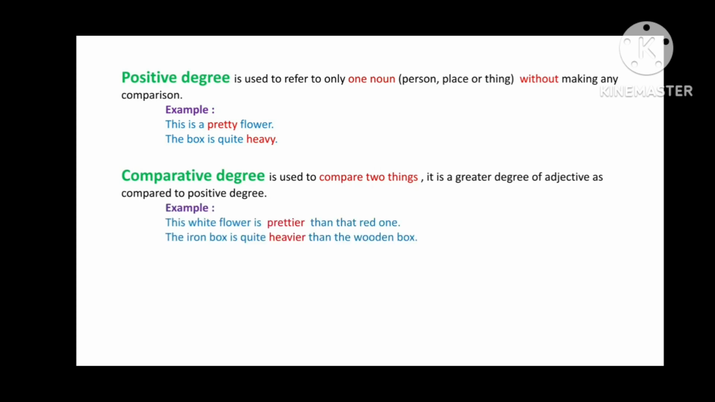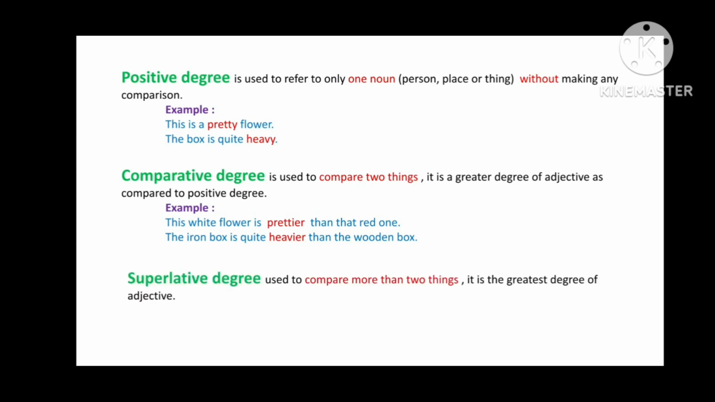For example, this white flower is prettier than that red one. There are two flowers, white and red, and they are being compared, which is prettier. The iron box is quite heavier than the wooden box. Here also there are two boxes and they are being compared. Hence, comparative degree is used to compare two things.